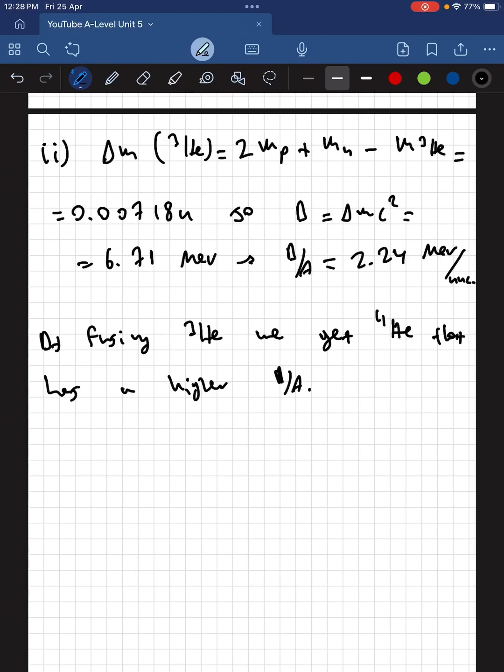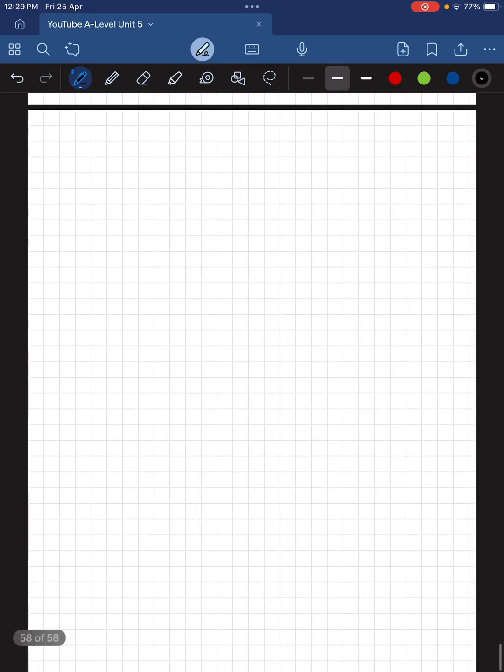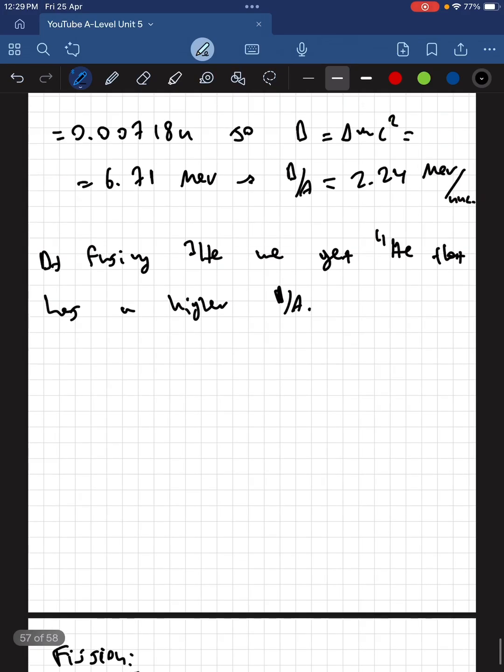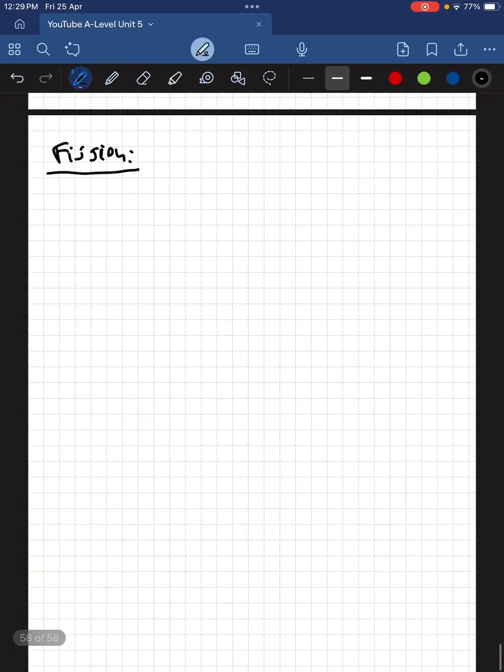All right, now the next topic I want to talk about is fission. Okay, use a clean page. So fission. Sorry, I was looking into my notes and trying to think about how to proceed. We talked about fusion and how it produces lots of energy. It also produces more stable nuclei. So let's talk about fission.